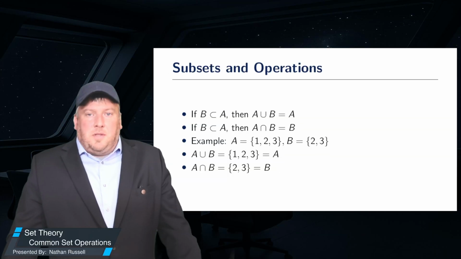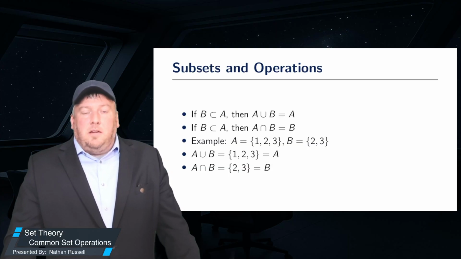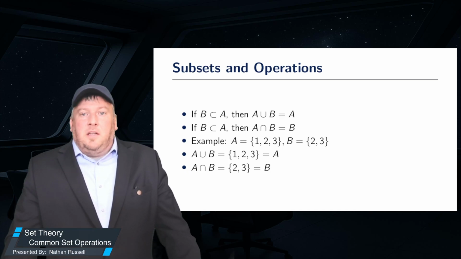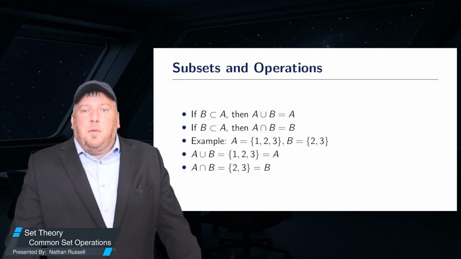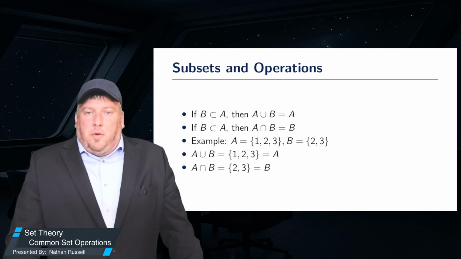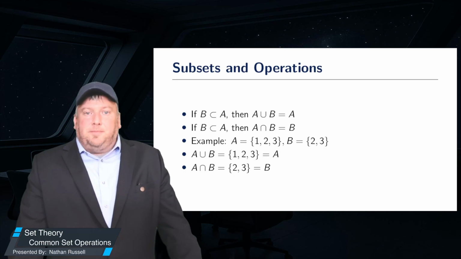Now let's look at subsets with these operations. If B is a subset of A, then the union of A and B is just simply A. And the intersection of A and B is just simply B. We'll do more demonstrations of this later, but notice that I have an example up here where we have an inert operation when we do unions and intersections, depending on which one is the subset.